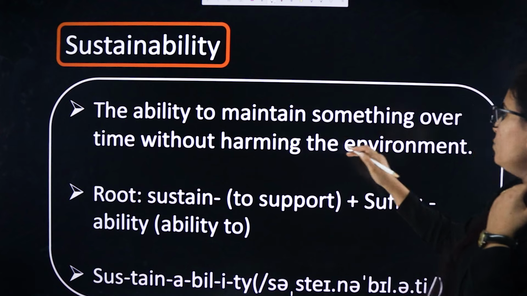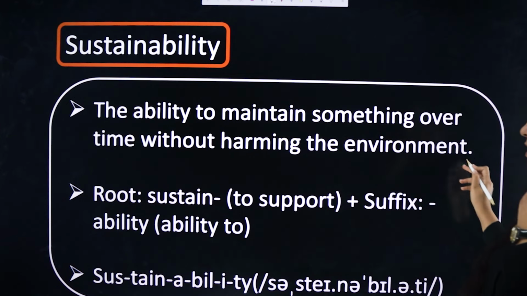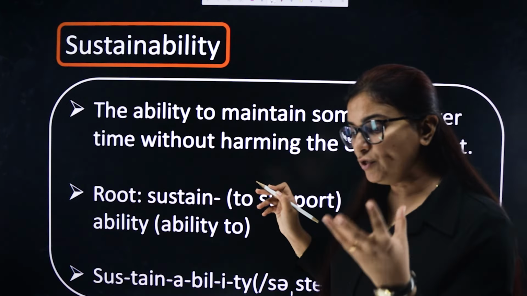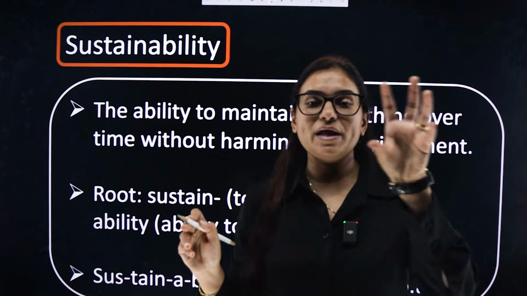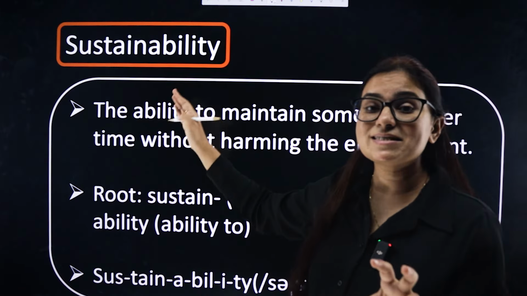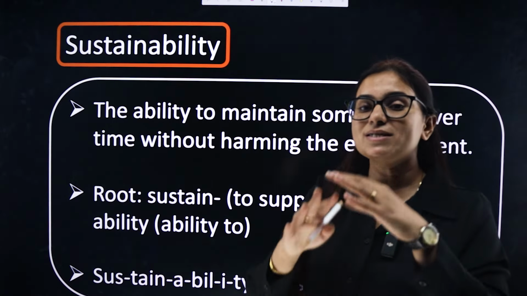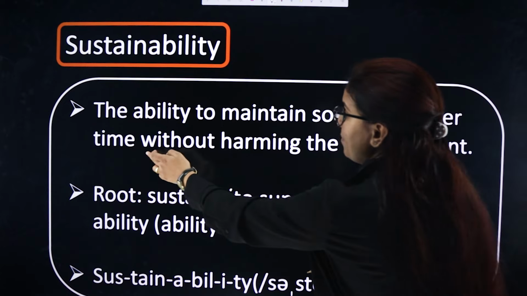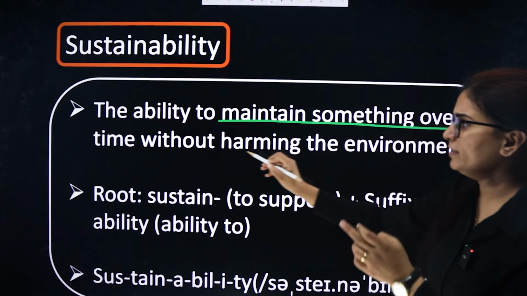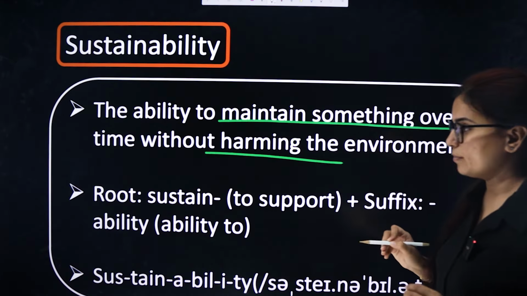Sustainability is the ability to maintain something over time without harming the environment. When you run your household properly without impacting the environment, you have a sustainable house. The process is sustainability, the ability to maintain something over time without harming the environment.